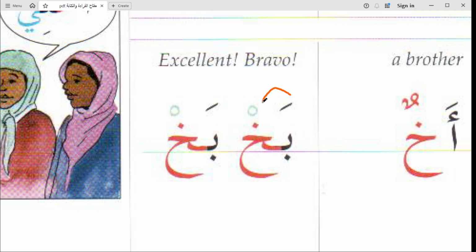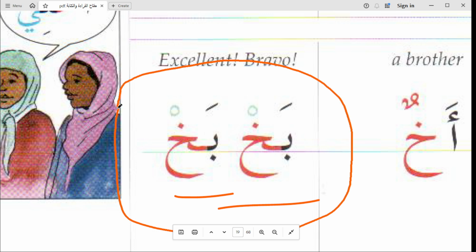So Bakh, and here is also Bakh. So excellent or bravo in Arabic is going to be Bakh, Bakh. Alright? That's a classical word, by the way. It's an old word from classical Arabic.